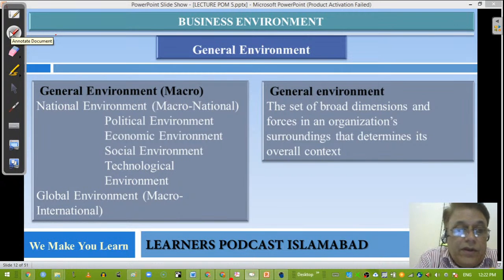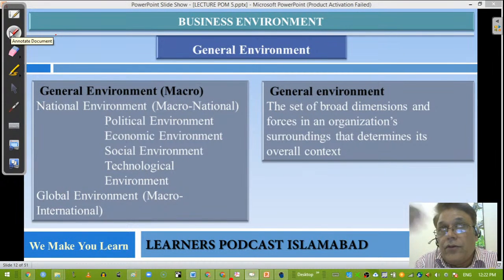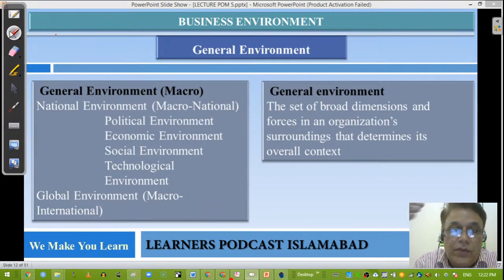Social environment. The social environment is basically the environment of the locality, of the community, of that geography where the business is being operated. The demographic of the people, the culture of the people, their norms, their values, their dos and don'ts, their customs. So all these things that we generally cover in the culture, their demographics.